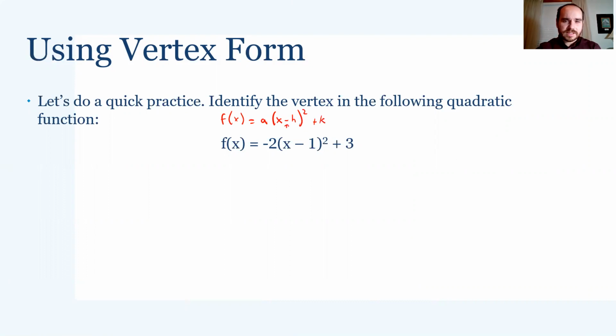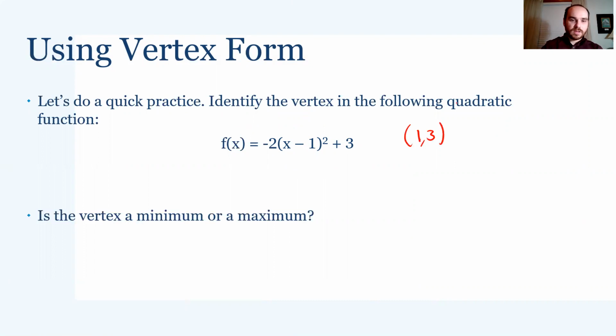Now you'll notice that this sign is negative. This is important because that means that the h value is going to have the opposite sign of whatever this is, right? So in this case, we have x minus 1. That means that h is positive, right? If we had x plus 1, that would mean that h is negative. But in this case, since this is a minus, we have a positive 1 for our h, and we have positive 3 for our k. So the vertex should be 1, 3.